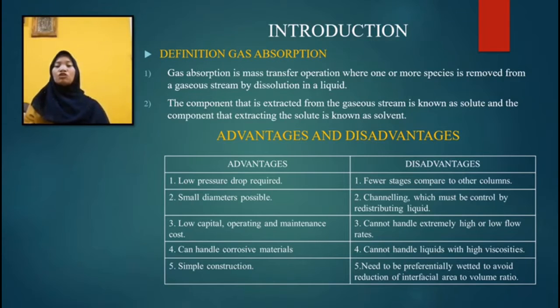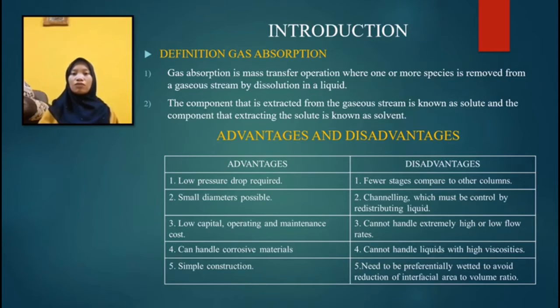Advantages of gas absorption: first, low pressure drop required. Second, small diameter possible. Third, low capital, operating and maintenance cost. Four, can handle corrosive material. Five, simple construction. Disadvantages of gas absorption: first, fewer stages compared to other columns.